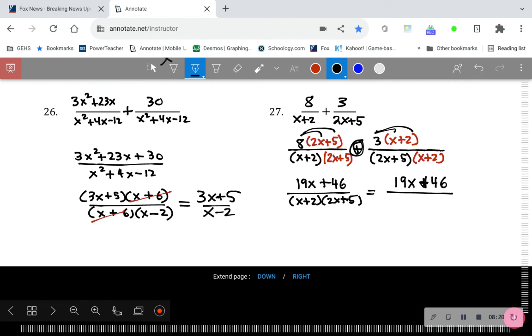So 19x plus 46. I know I can't factor that, so I'm not worried about simplifying this one. Let's see. First times first is 2x squared down there. Outside is 10x. There's 4 more here, so that's 14x. And finally, 2 times 5 is 10. So there's your final answer on number 27, and we'll pick up on page 6 in the next video.